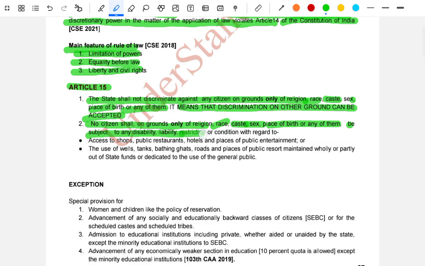with regard to access to shops, public restaurants, hotels, places of public entertainment, or the use of wells, tanks, bathing ghats, roads, and places of public resort maintained wholly or partially out of state funds or dedicated to the use of the general public.